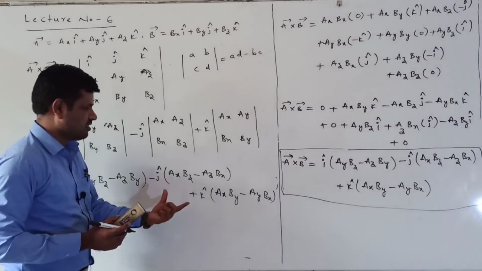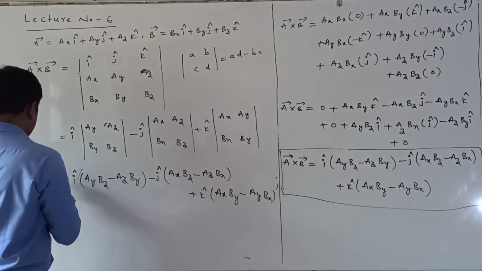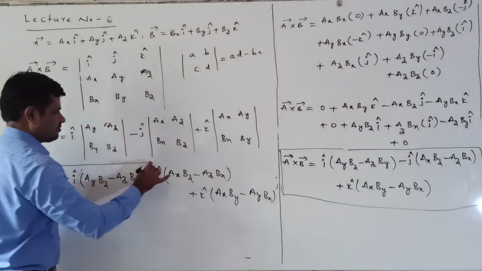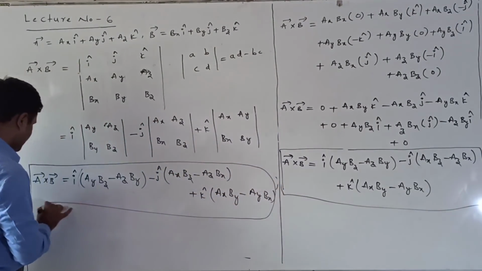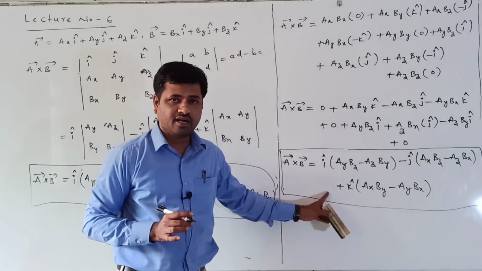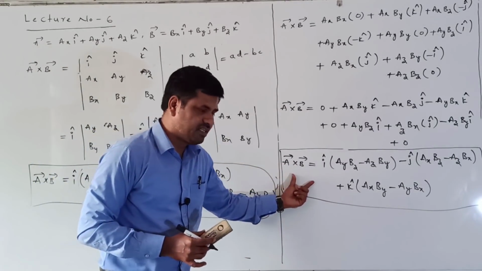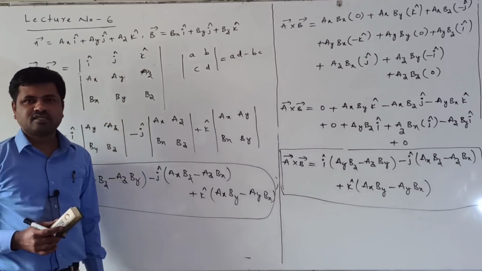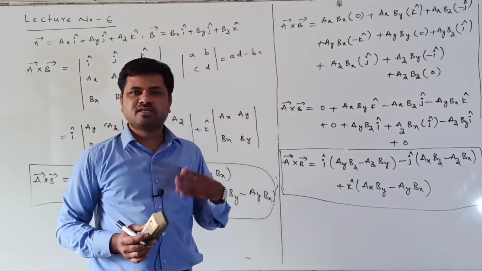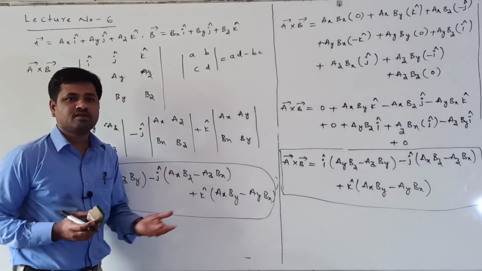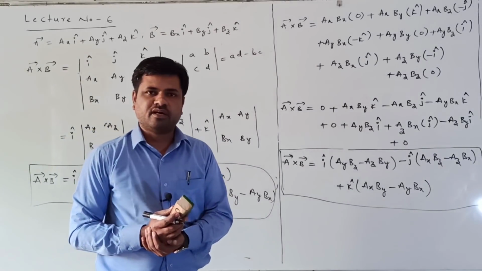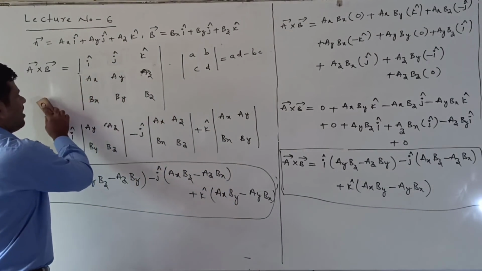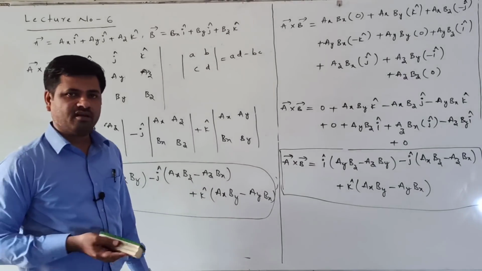Same value we are getting. This value I am getting in the determinant method, and this value I am getting in the general method. Same value is coming in the determinant method. That's the reason it is a simple method. That's the reason I am preferring the determinant method for solving the problems of cross product or vector product. Right, we will see one problem so we can understand clearly. This is the last property of the vector product or cross product.